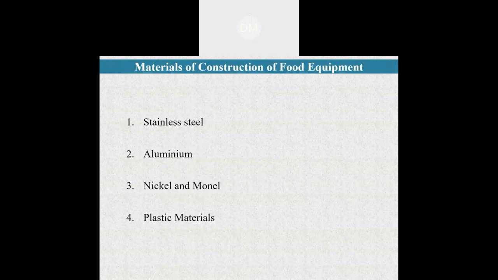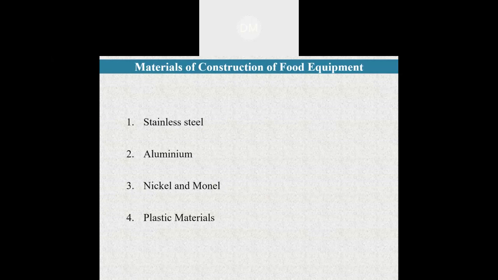Then material of construction of food equipment: stainless steel, aluminium, nickel and monel, then plastic material. Stainless steel exhibits some of the most suitable characteristics for construction material. So AISI 304, meaning American Iron and Steel Institute, numbering 304, then 302 and 316. So which type of material is most suitable for our plant? Corrosion free material and different combinations. These materials are graded on the basis of what percent of carbon is present in the material.